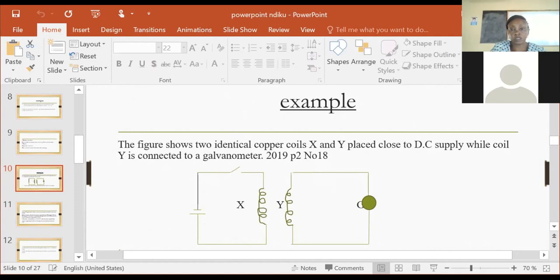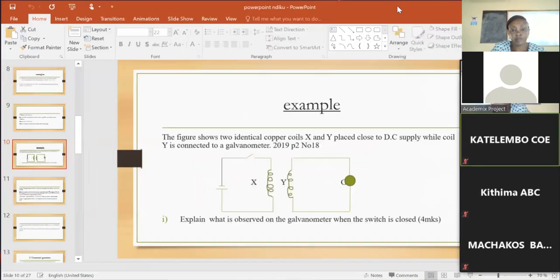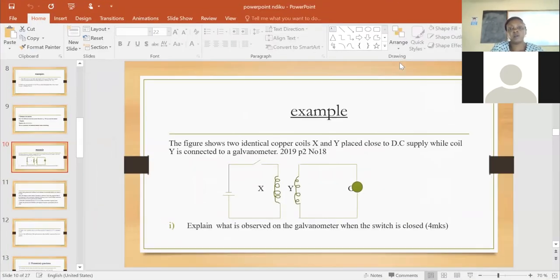The question is, explain what is observed on the galvanometer when the switch is closed. Explain what is observed on the galvanometer when the switch is closed.